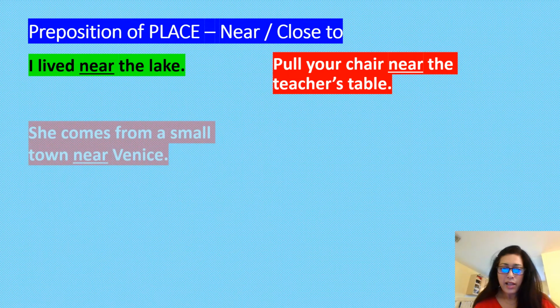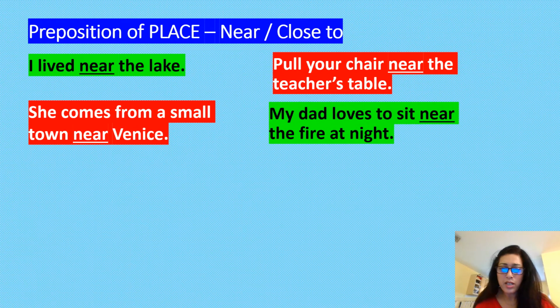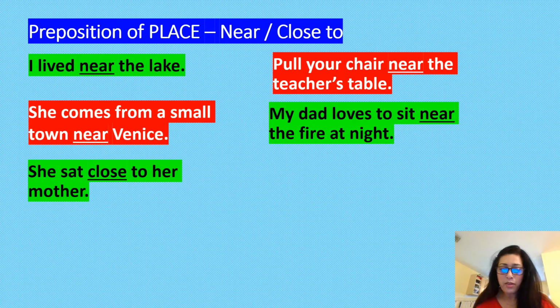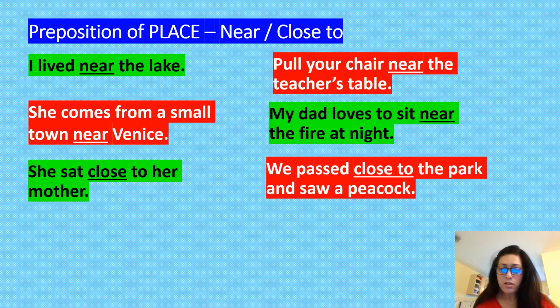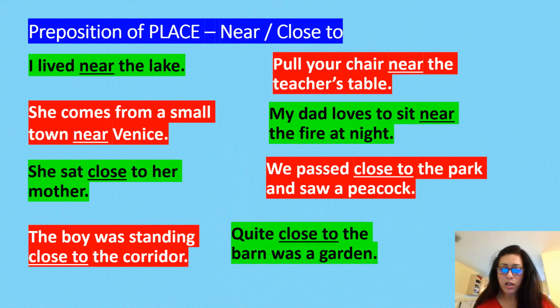So the examples are, I lived near the lake. Pull your chair near the teacher's table. She comes from a small town near Venice. My dad loves to sit near the fire at night. She sat close to her mother. We passed close to the park and saw a peacock. The boy was standing close to the corridor. Quite close to the barn was a garden.